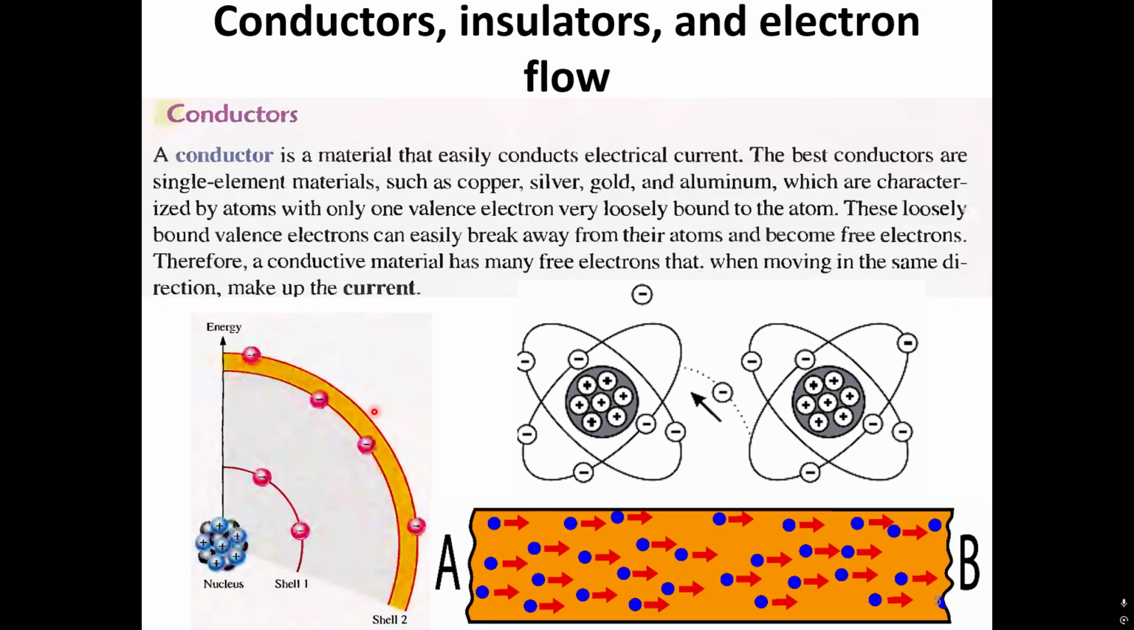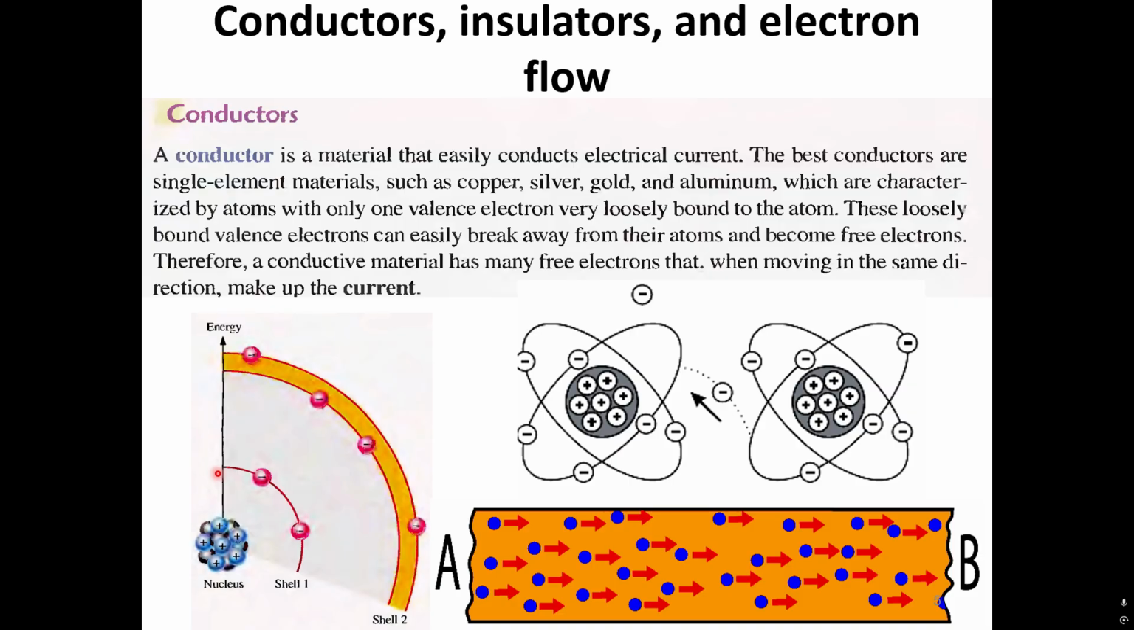So conductors. A conductor is a material that easily conducts electrical current. The best conductors are single element materials such as copper, silver, gold and aluminum, which are characterized by atoms with only one valence electron very loosely bound to the atom. So this is the last orbit or extreme orbit. The electron in this orbit is very loosely bound to the nucleus.